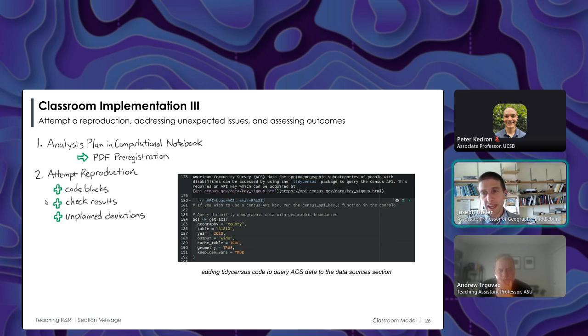And those inevitably lead to inconsistencies or ambiguities, things you didn't anticipate when you wrote your analysis plan or that came out differently than the original study reported. We call those the unplanned deviations.